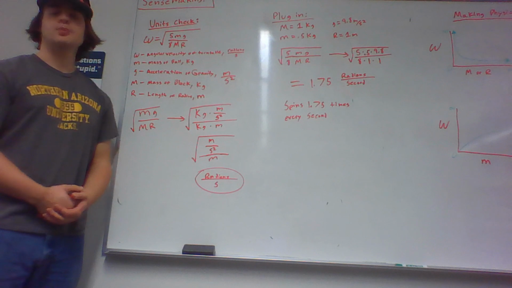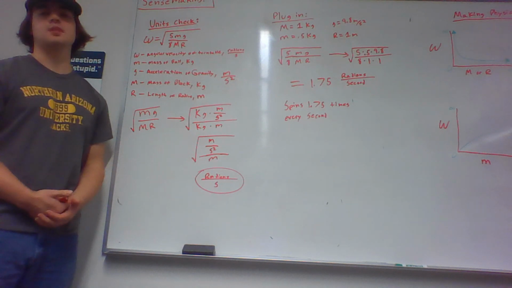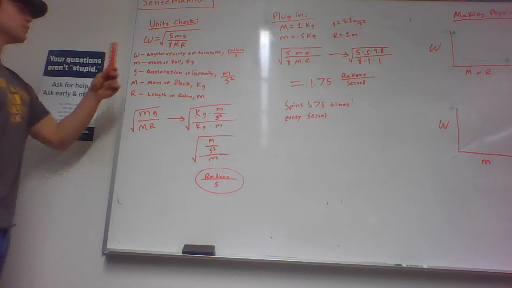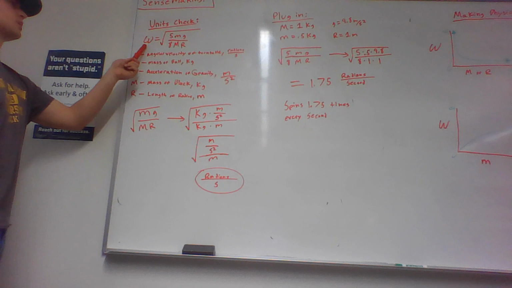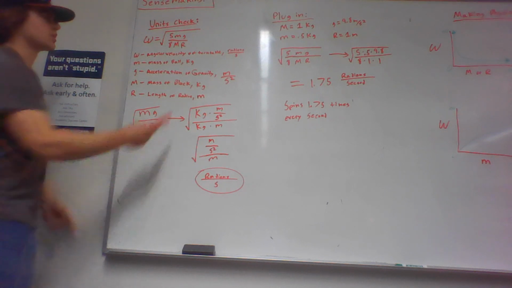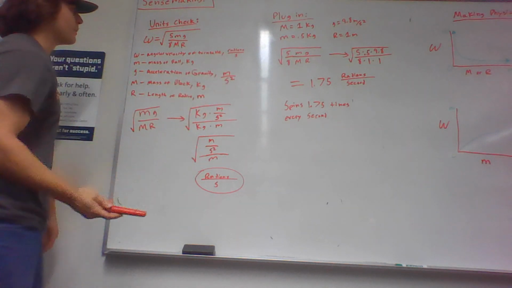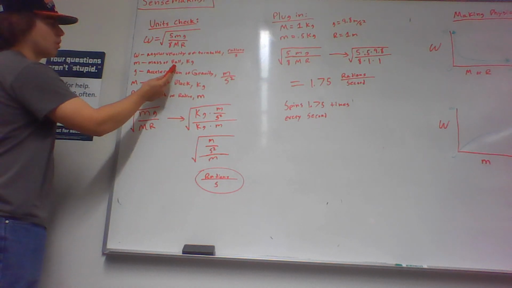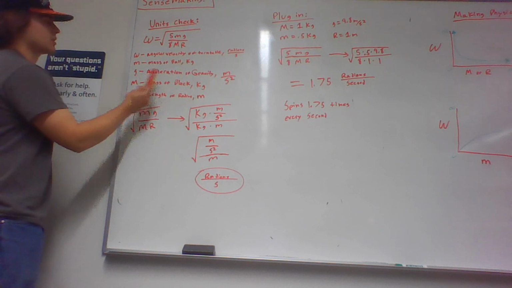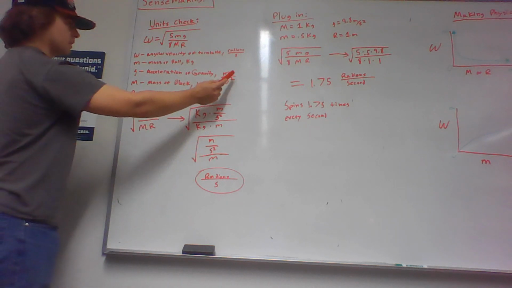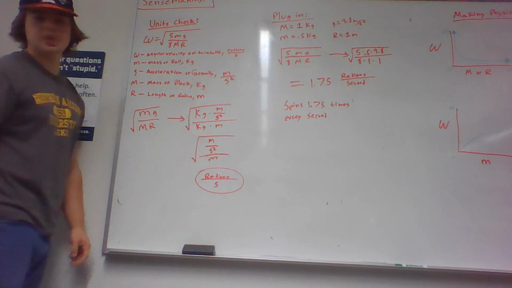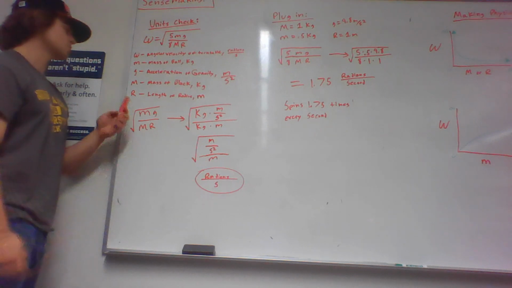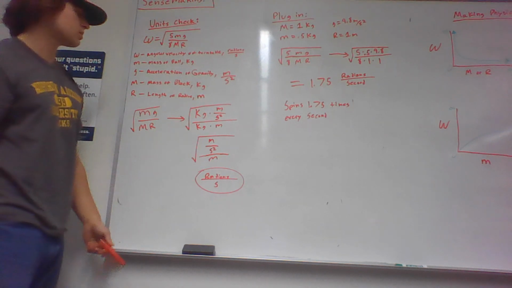Alright, so now we're in the part of the project where we need to talk about our sense making. To start off first with our sense making, we first need to do our units check. So we figured out what the equation for our angular speed was. And we know that the units for this are going to be radians per second. We also need to figure out what the units are going to be for each one of these. So we know the mass of the ball is going to be kilograms. We know that the acceleration of gravity is going to be meters divided by seconds squared. And then we know the mass of the block is also going to be in kilograms. And of course, r, the length of the radius, is going to be in meters.